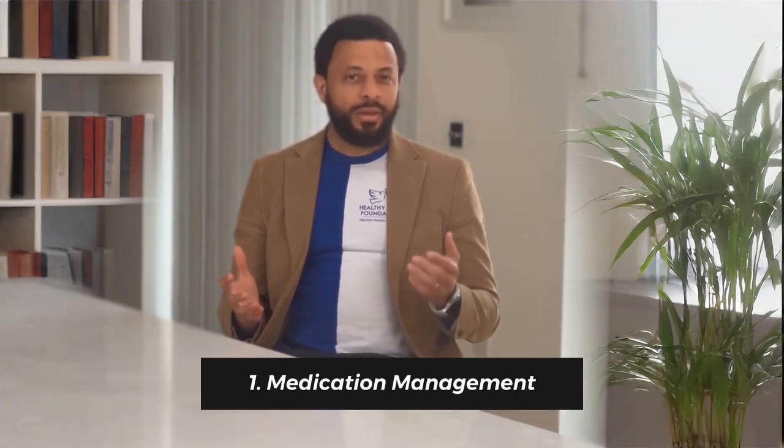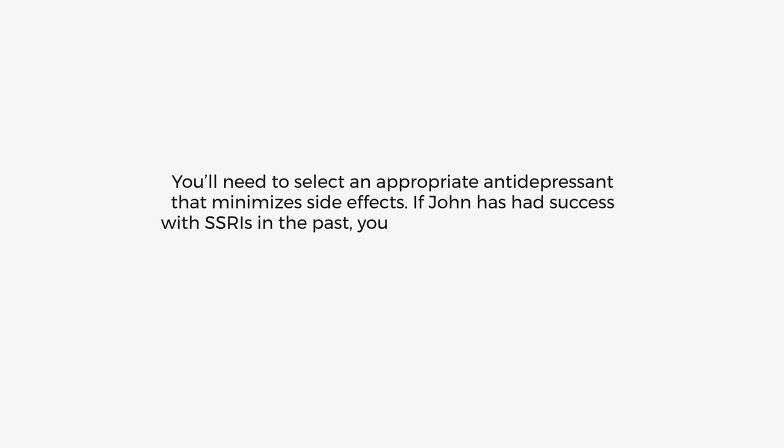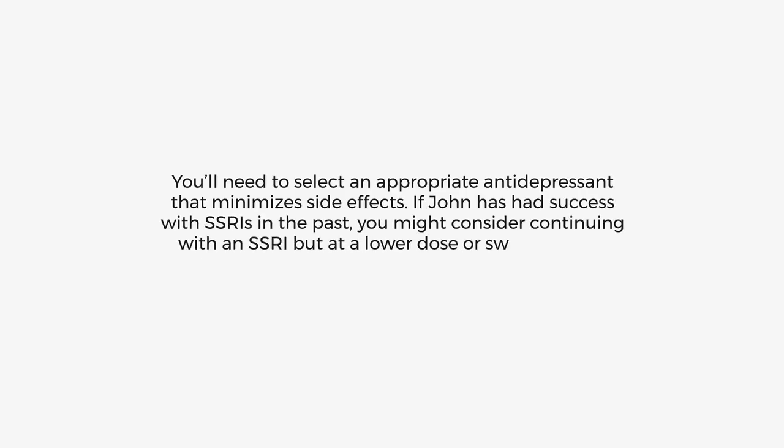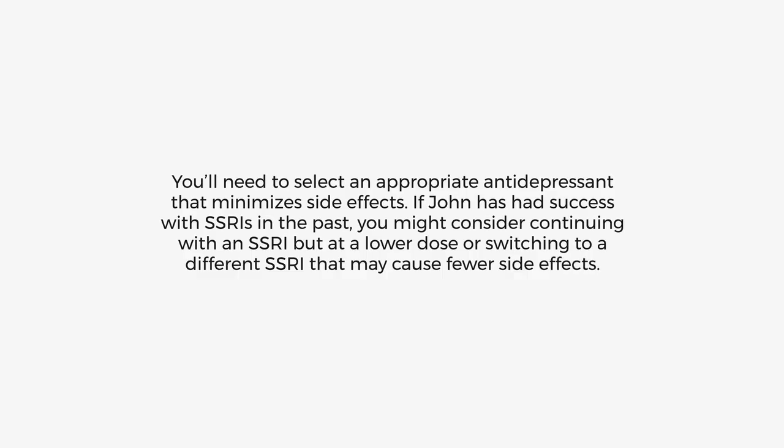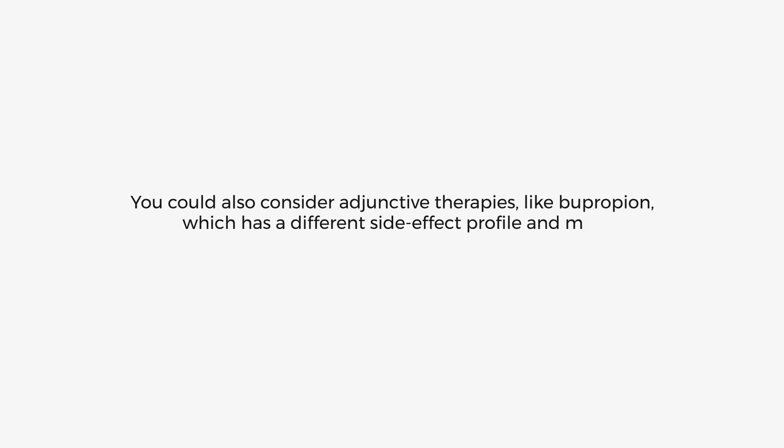Medication management. You'll need to select an appropriate antidepressant that minimizes side effects. If John has had success with SSRIs in the past, you might consider continuing with an SSRI but at a lower dose, or switching to a different SSRI that may cause fewer side effects. You could also consider adjunctive therapies like bupropion, which has a different side effect profile and may help with both mood and sexual side effects.